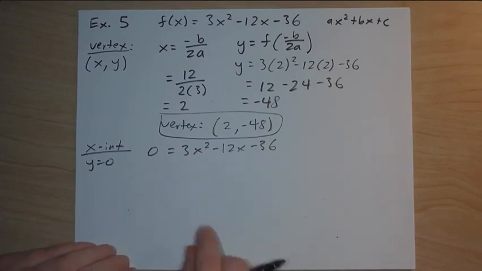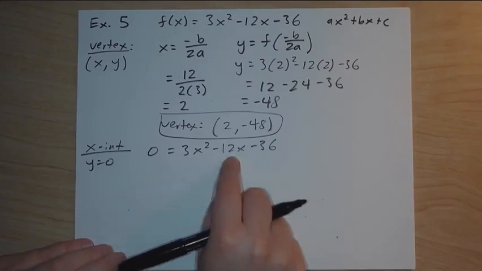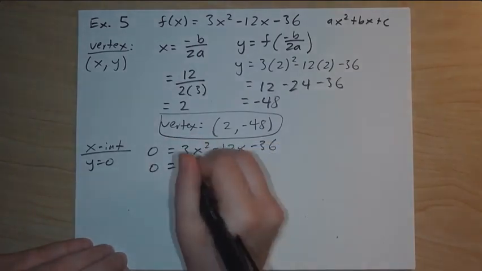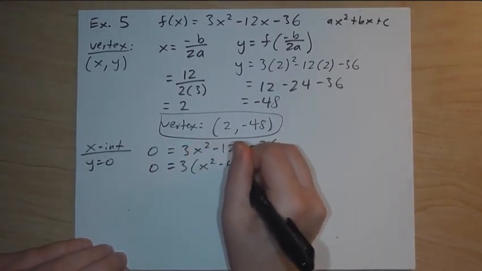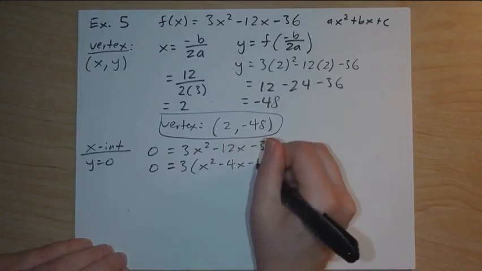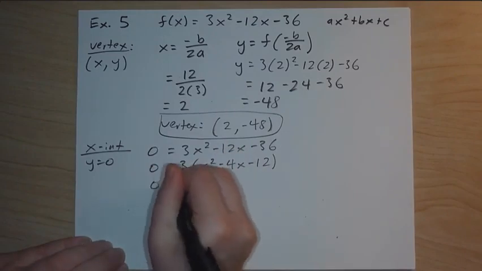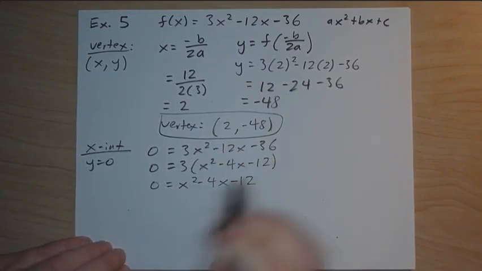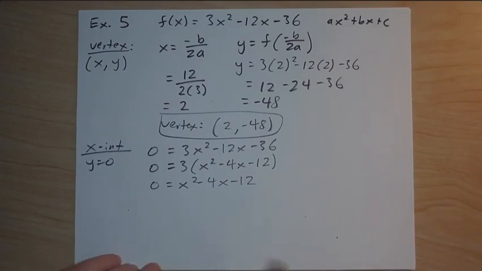I'm going to factor it because even though our a is not 1, we can factor this 3 out from each of these terms. So this is the same thing as 3 times x squared minus 4x minus 12. And dividing by 3 on both sides, we just get 0 is equal to x squared minus 4x minus 12. And you'll notice now that our a is 1, and so this has become a lot easier to factor.